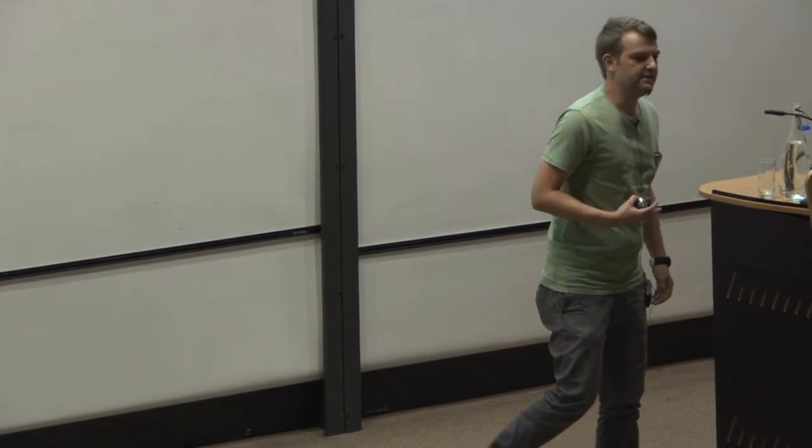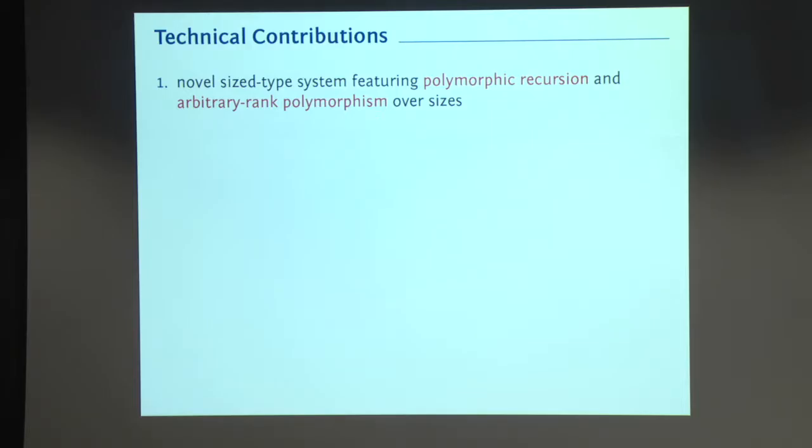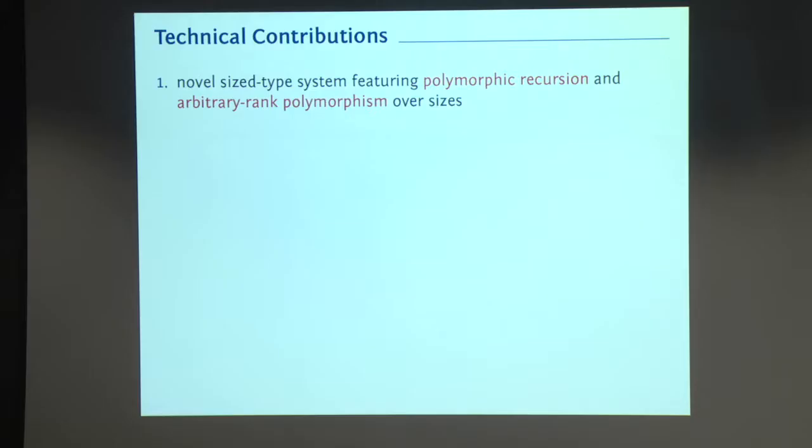So how do we solve this difficulty? What we actually do is we start sort of from scratch. We start with a very simple size type system, but then we add two ingredients that we consider crucial. The one is polymorphic recursion. So in a recursively defined function, at each recursive invocation, the type of your parameters can change. And the second ingredient is arbitrary rank polymorphism. So functions can themselves take polymorphic functions. And here, when I speak about polymorphism, I mean polymorphism over sizes.